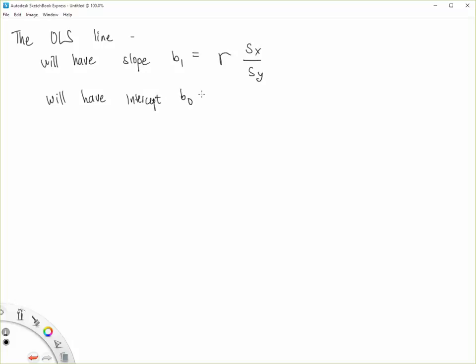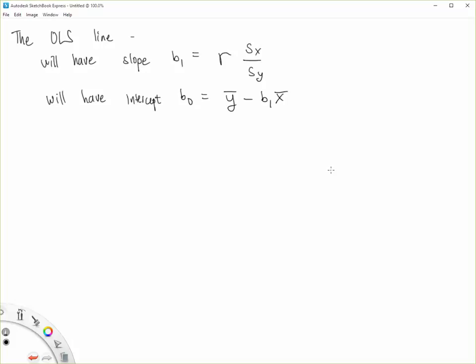Okay, so the OLS line will have slope B1 equal to R times the standard deviation of Y divided by the standard deviation of X, and it will have intercept. Oh, I'm sorry, did I say B0? Oh, I'm such a mess. This is B1. There's so many things. And intercept B0 equal to Y bar minus B1 times X bar.